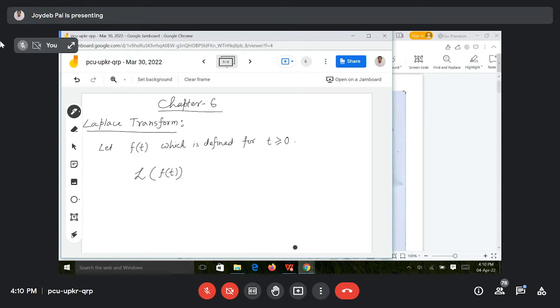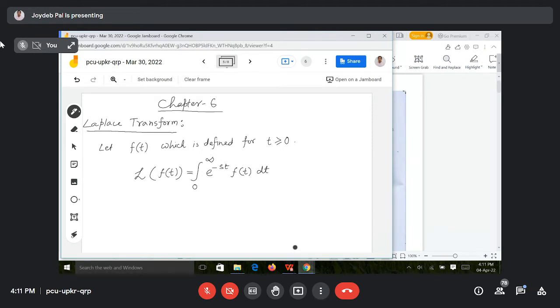Now how to find or evaluate that Laplace transform? It is basically an integral of the form 0 to infinity e to the power minus st f(t) dt. That is the basic formula for Laplace transformation. Given f(t), if it is asked to find the Laplace transform of f(t), you have to evaluate that integration 0 to infinity e to the power minus st f(t) dt.